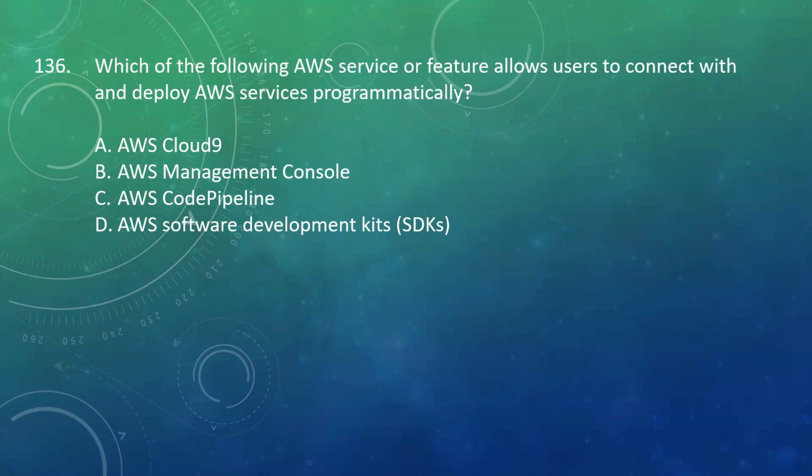Now option B, AWS Management Console, is obviously incorrect as it is the graphical user interface to access AWS. Then the third option we have is AWS CodePipeline, which is AWS's continuous delivery service, making it an incorrect choice, leaving us with AWS SDK, which is the correct answer. Now with SDK, you can easily develop applications on AWS in the programming language of your choice, which includes C++, Java, Python, Ruby, Node.js, and many more.